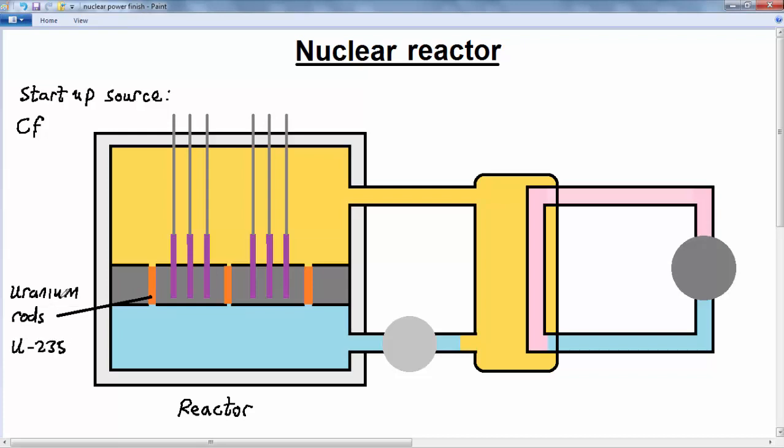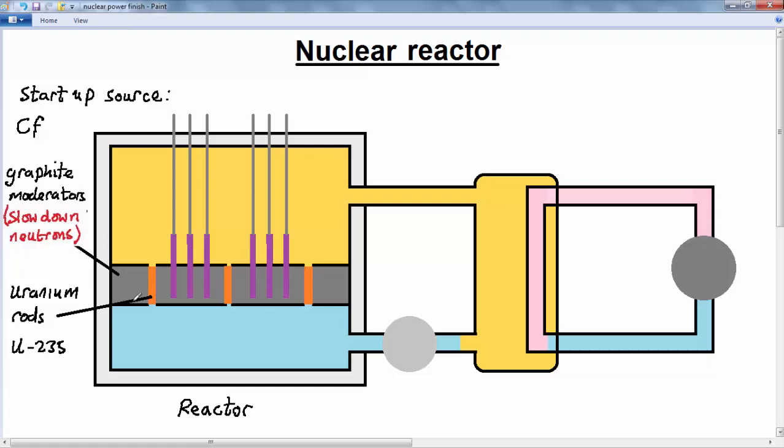uranium-235. And in order for fission to take place, in order for this nuclear reaction to take place, these neutrons need to be slowed down. So to slow down the neutrons, we're using a graphite moderator. These blocks marked in grey are the graphite moderators, and they will help to slow down the neutrons so that they can get absorbed by the uranium nuclei in these uranium rods here.